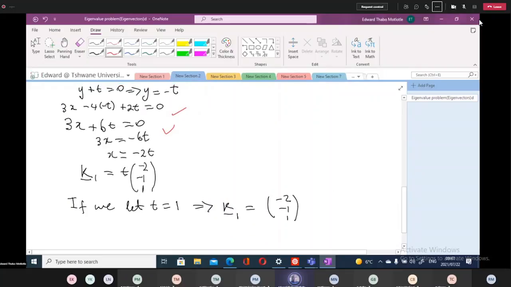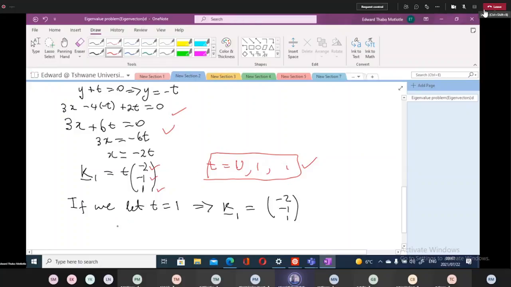So the eigenvector k1 is equal to, you can take t out as a common factor. You have minus 2, minus 1, and 1. So this means our z is 1, our y is minus 1, and our x is minus 2. So that's why we say we have infinitely many solutions. It will depend on the value of t. You can choose t to be anything. It can be 0, it can be 1, it can be 10,000. So we have many solutions. That's where the term comes from: infinitely many solutions depending on the value of t that you substitute there.